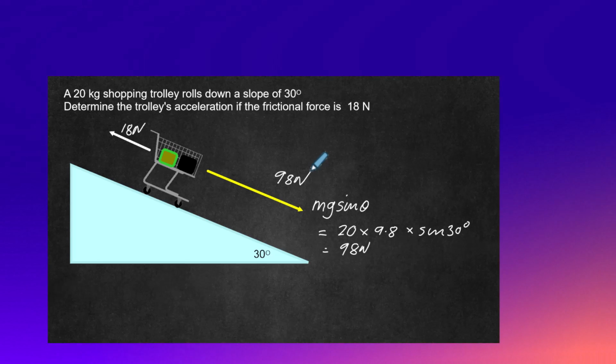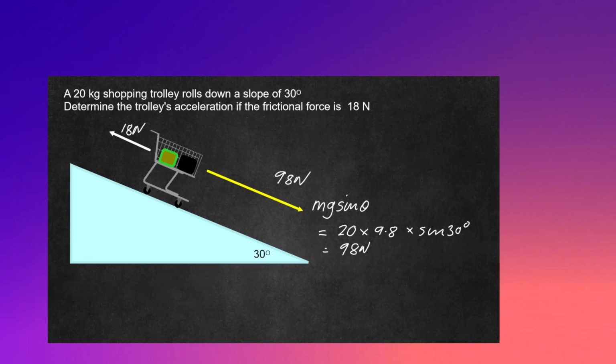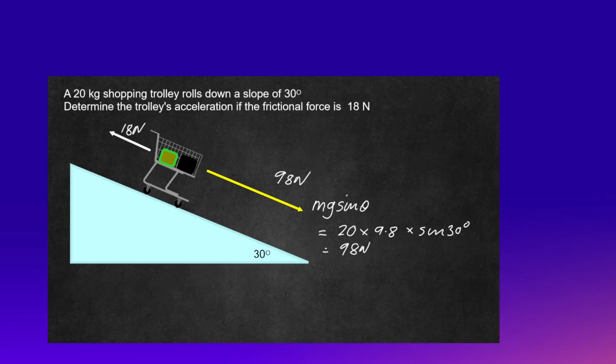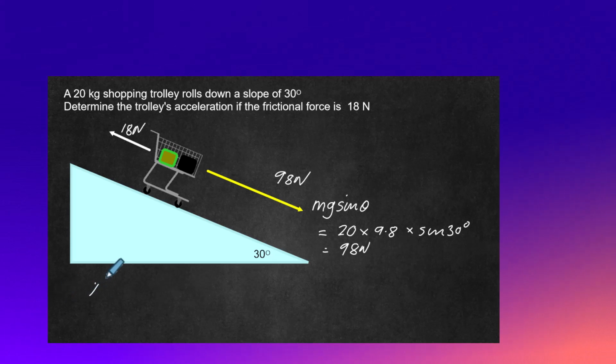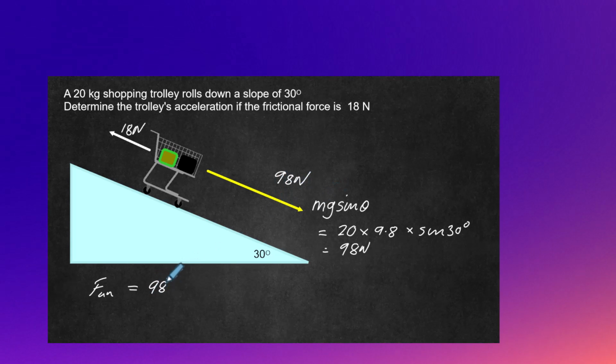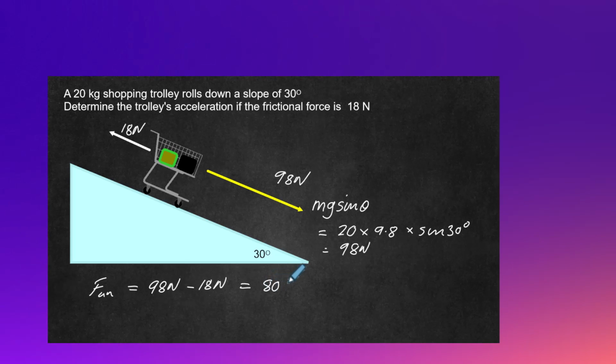So there we have a picture of the two forces acting on that trolley. There is a component of weight pulling it down of 98 newtons, and there's a frictional force acting back up of 18 newtons. And you can see that the forces are unbalanced, which is going to cause an acceleration. So the unbalanced force is easily found. It's all the forces acting down the way, 98 newtons, take away all the forces acting up the slope, minus 18 newtons like that, and we end up with a value of the unbalanced force equal to 80 newtons.